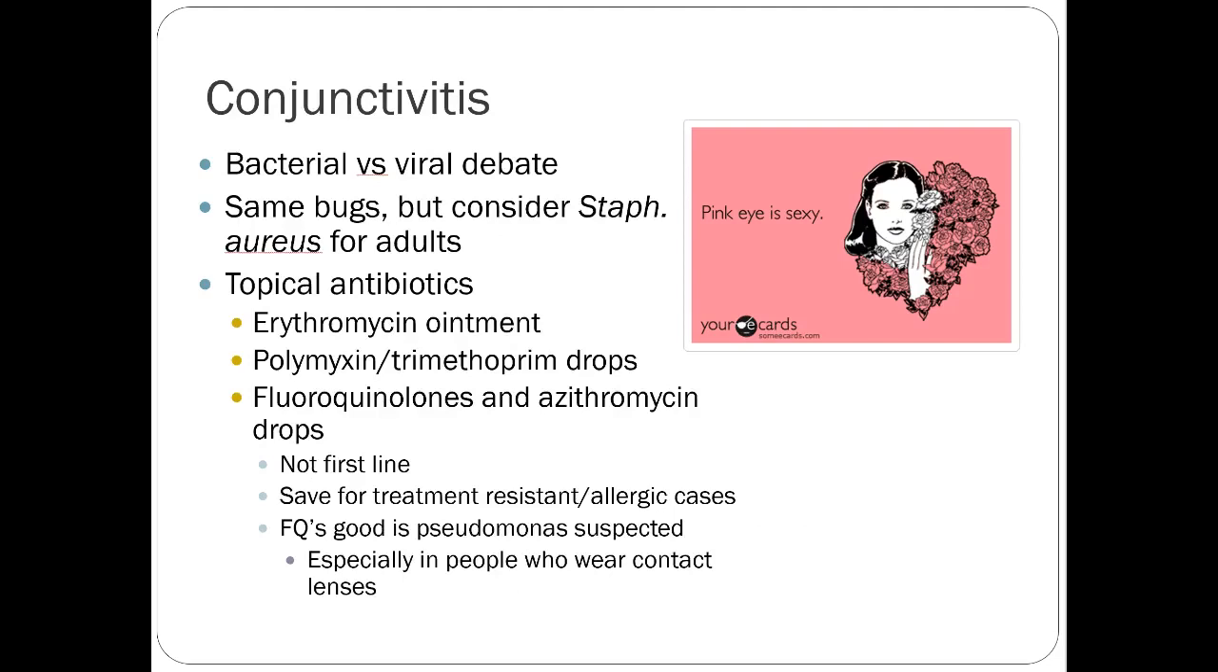All right, conjunctivitis. Bacterial versus viral debate. Again, this is kind of like sinusitis. It's a toss-up sometimes, I think. Same bugs. Staph aureus is more common in adults, though. So where with kids with conjunctivitis, it's really rare to see staph. With adults, it's a much more common presenting pathogen. Topical antibiotics are usually all you need to do.